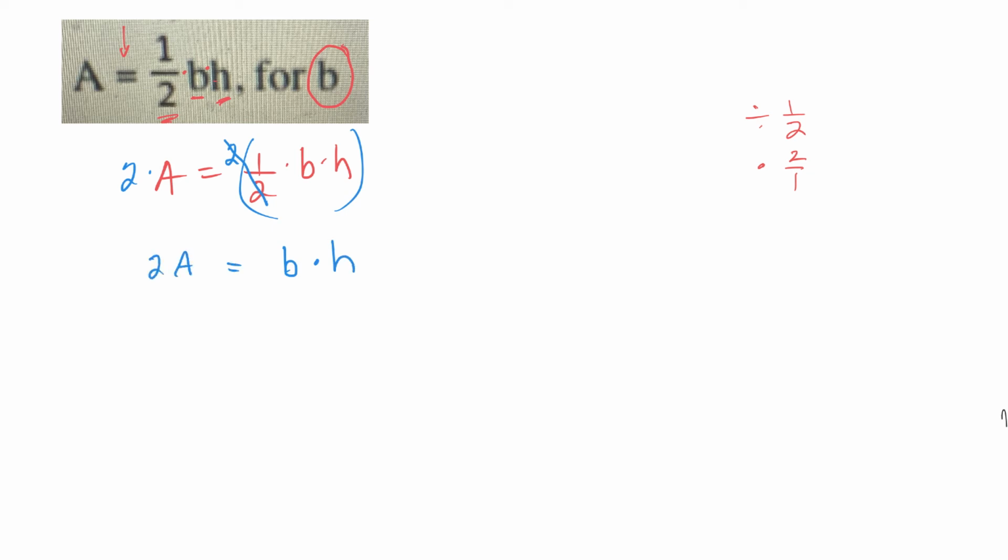2a. Now I want to get b by itself, so I have to lose this h. Here, I'll divide this side by h, and I'll divide this side by h. This side, the h's cancel. I'm just left with a b, that's what I want, is equal to 2a over h. Done. Okay, hopefully that helps you manipulate or solve that equation for b.